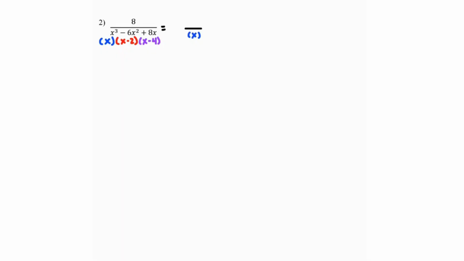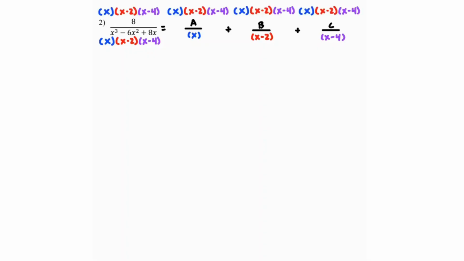One fraction with the denominator of x, another fraction with the denominator of x minus 2, and a third fraction with the denominator of x minus 4. We don't know the numerator, so let's call it a, b, and c. Now let's get rid of the denominators by multiplying both sides by the original denominator, x cubed minus 6x squared plus 8x, or its factor form, x times x minus 2 times x minus 4.